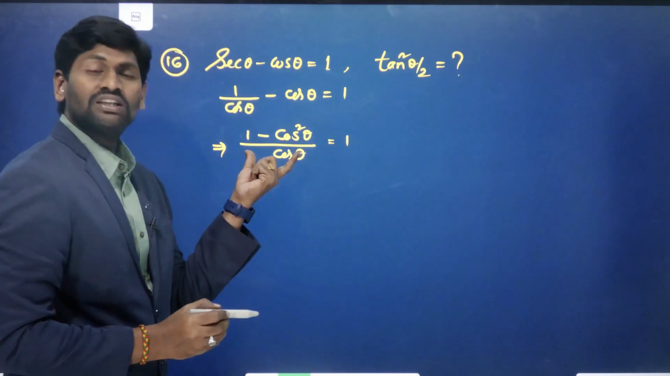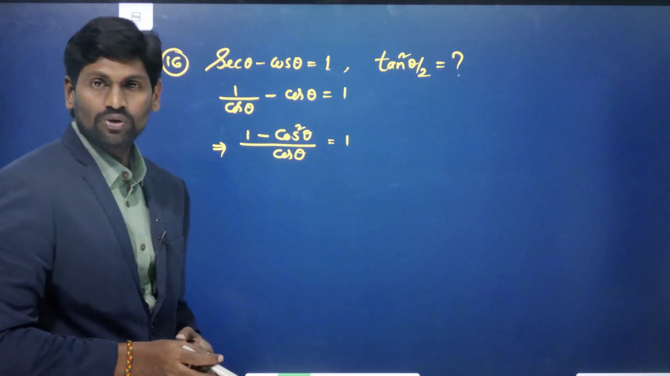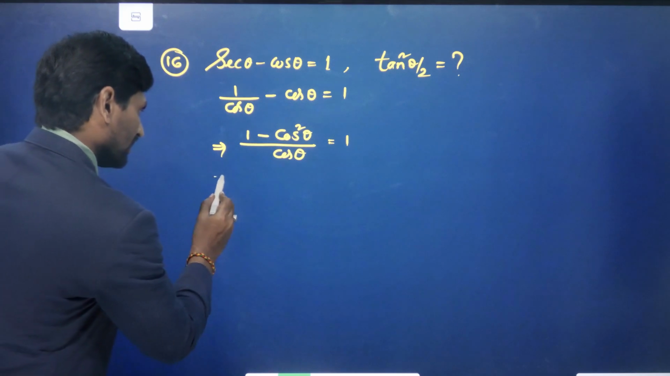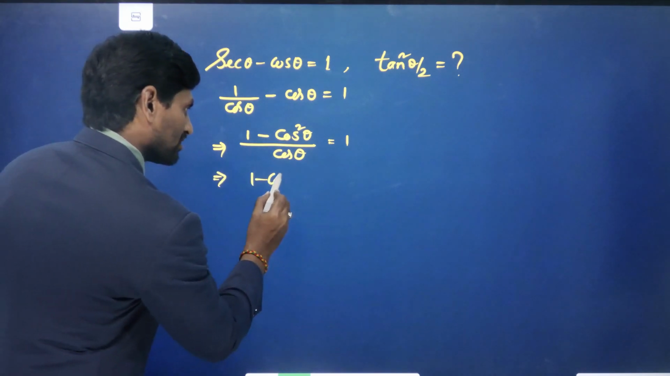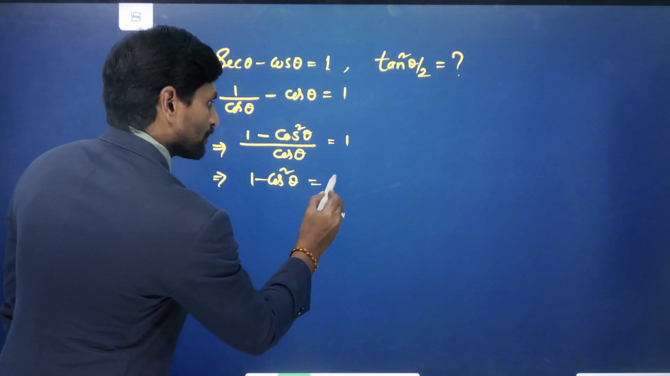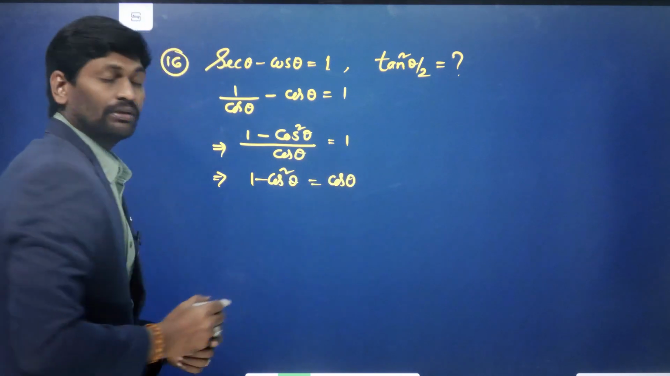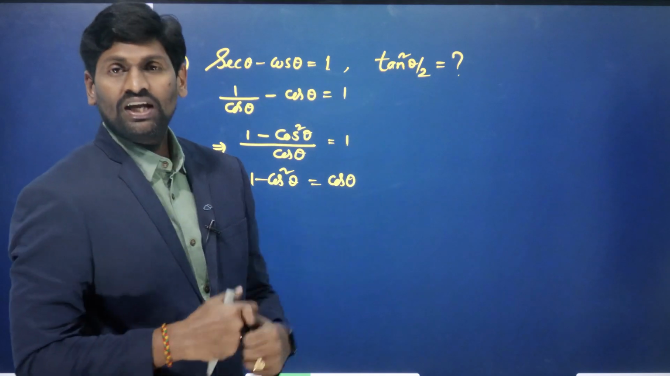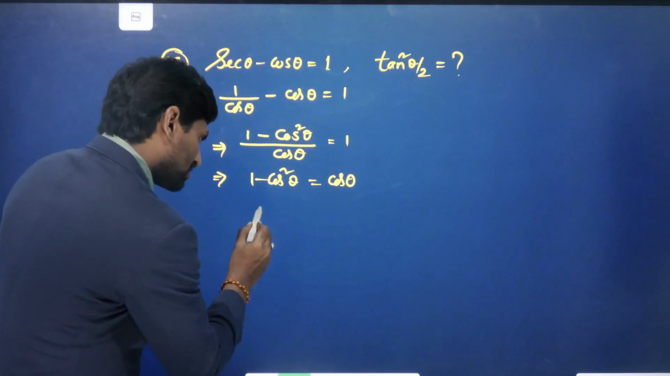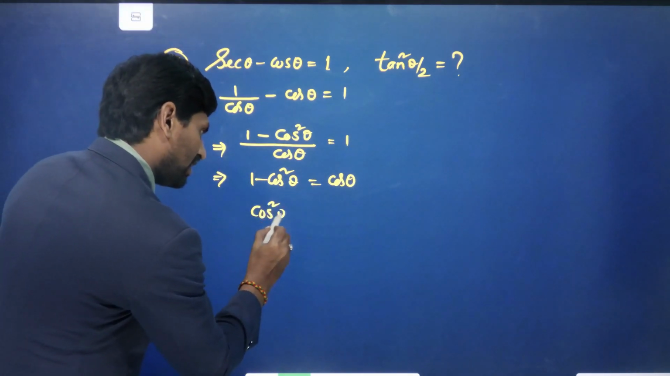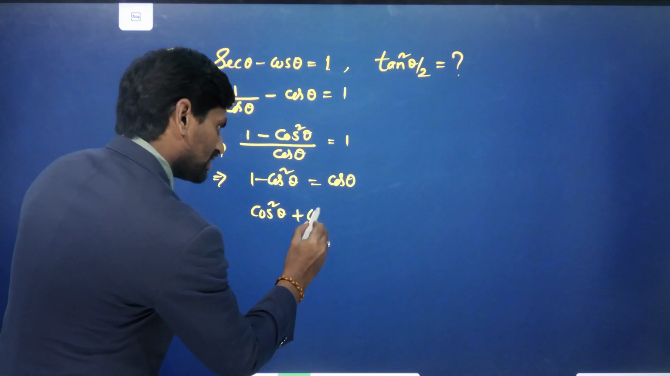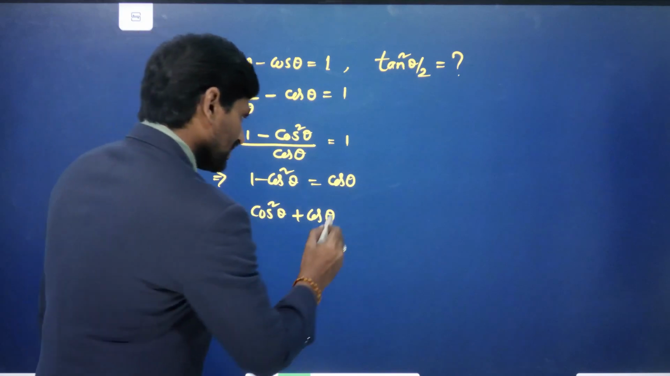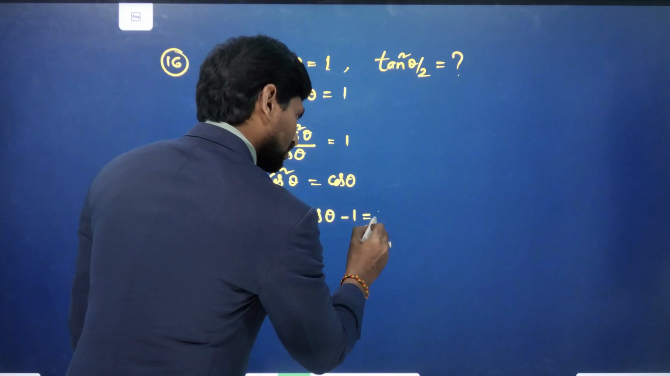Just transpose this cos theta to the other side. It is going to multiply, because this side is dividing. So it will be in the form of 1 minus cos square theta equals 1 into cos theta, which becomes cos theta. Transpose every term to the right hand side: minus cos square theta becomes cos square theta, it is already plus cos theta, and this plus 1 transposing that side becomes minus 1, equals 0.